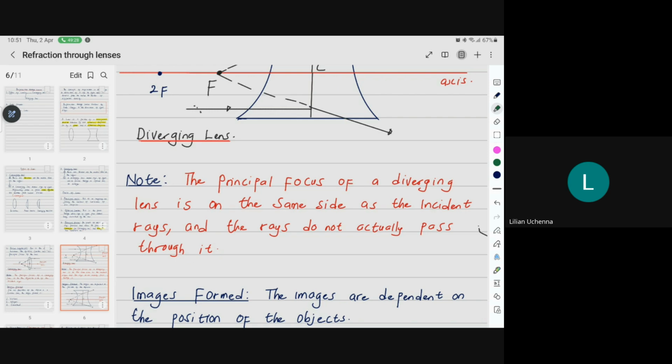The first time we looked at when the object is at the center of curvature, when the image is at the principal focus. Sir, just want to be sure, a divergent lens, is it a concave?